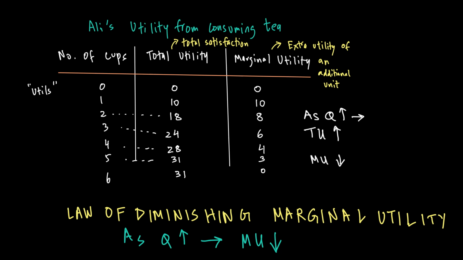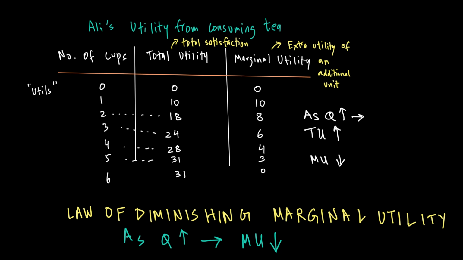For example, if you're a stamp collector or a car collector, then the first car will give you satisfaction, but the second one will give you more satisfaction, and the third one will have a higher satisfaction than the second, and so on. So one may argue that most goods may follow the law of diminishing marginal utility, but not all goods do.